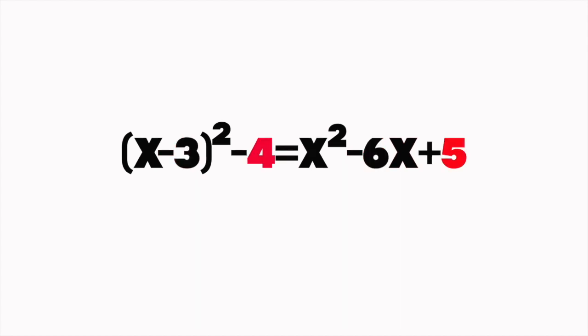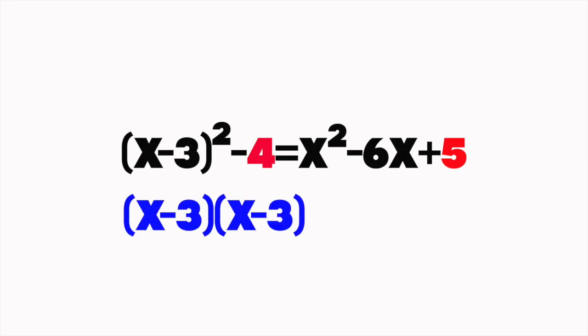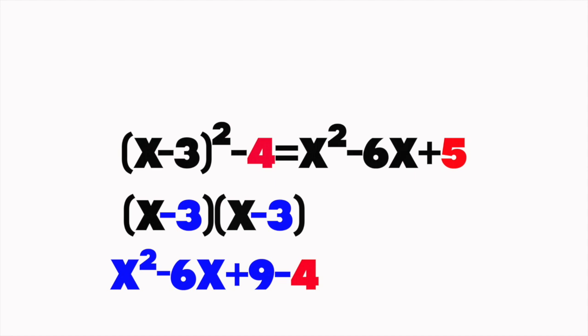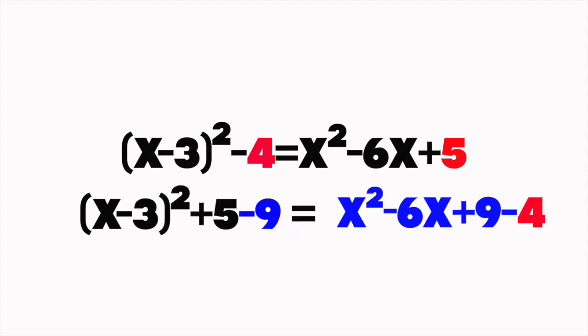Now, notice that one has a minus 4 and the other has a plus 5. They don't really seem to be coming from the same source. Now, they are a little bit related. What happens if we actually do FOIL out (x minus 3) squared? Well, that last term is going to be negative 3 times negative 3, which is plus 9. So what we just did is we also added 9. So how do I add a 9? Can I really do that to an equation? Well, only if I'm going to subtract 9 as well.